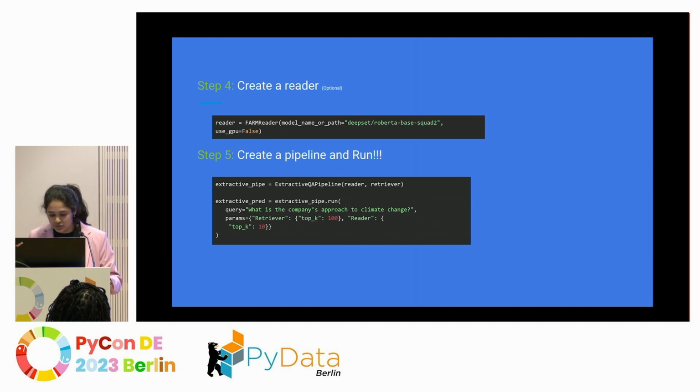And then the next thing you do is run your pipeline with your query, and you can also pass some parameters like the top K values for the retriever and the top K values for the reader. In our case, the retriever top K is 100, which means pass the 100 most relevant passages to the reader, and the top K value for the reader is 10, which means pass the top 10 answers in which you have the most confidence back to the user.